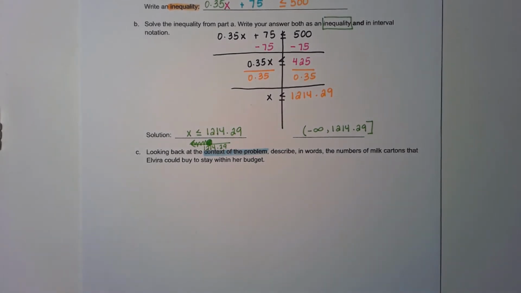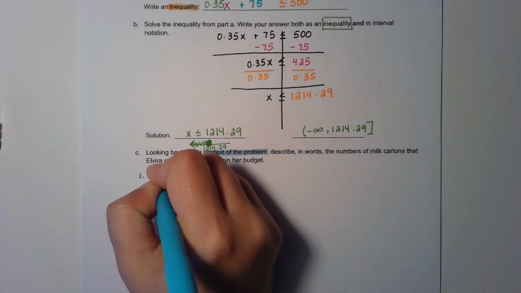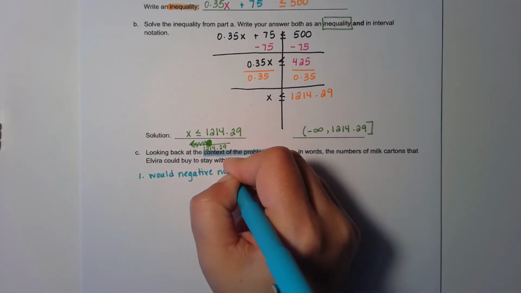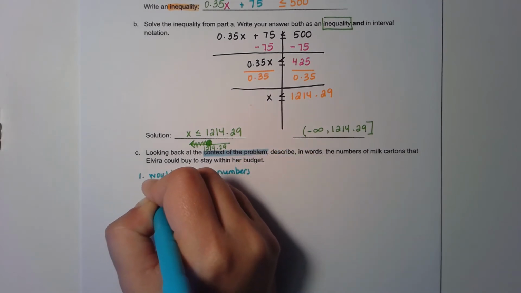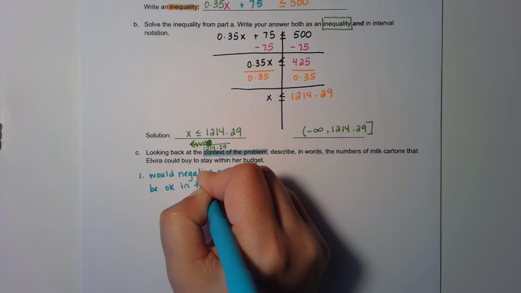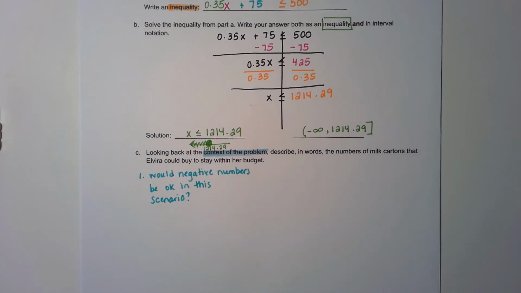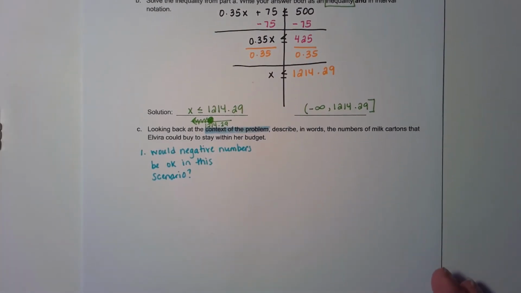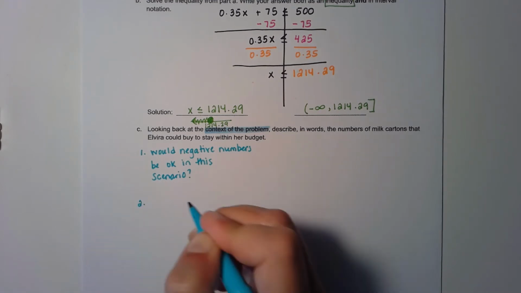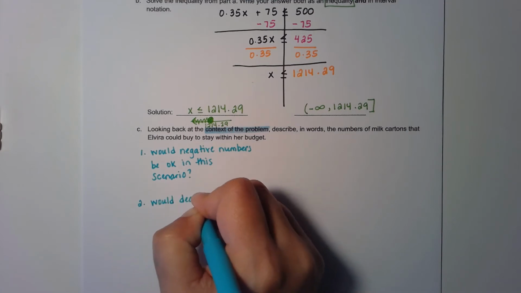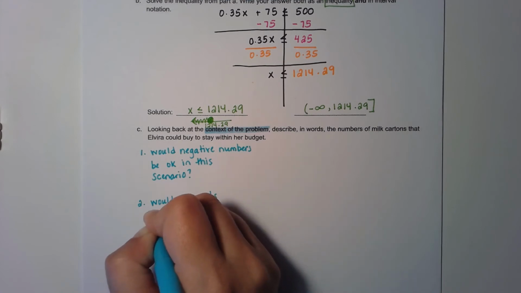In general, and this is a general rule, you want to consider two things. So the questions you're going to ask yourself are, first, would negative numbers be okay in this scenario? Now, sometimes negatives might make sense, but in this scenario where we're buying cartons of milk, it doesn't make sense to use negative numbers because you're never going to buy a negative number of cartons of milk. The second thing you want to consider is, would decimals make sense in this scenario?